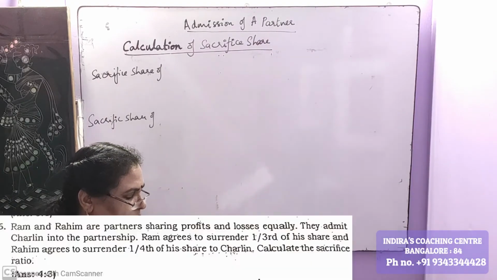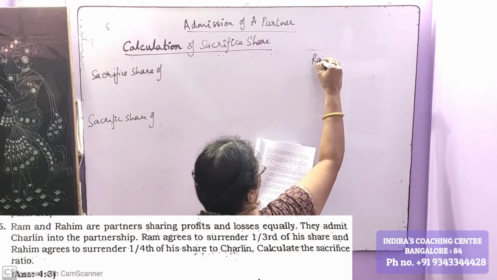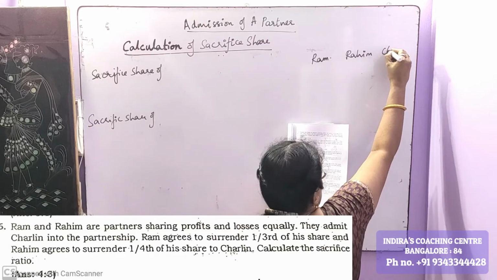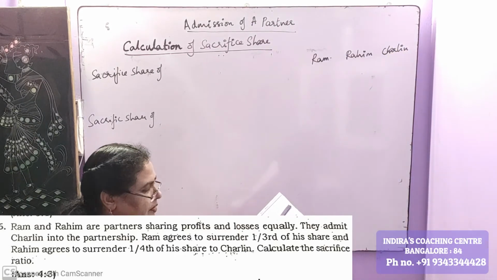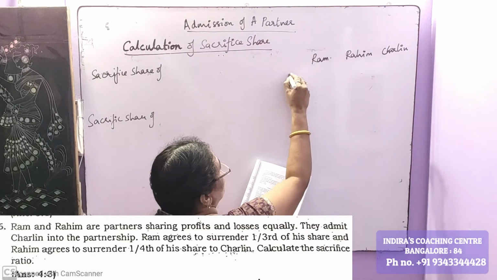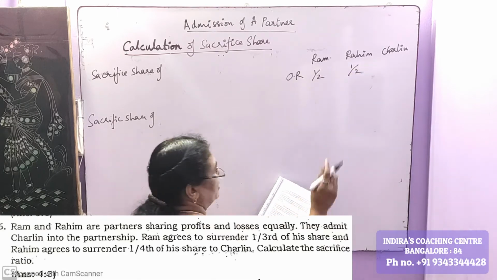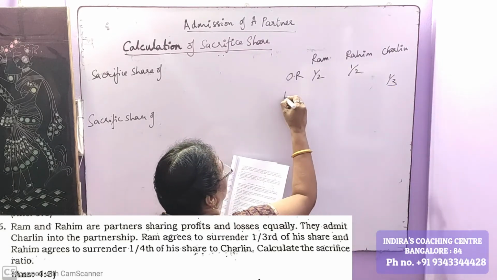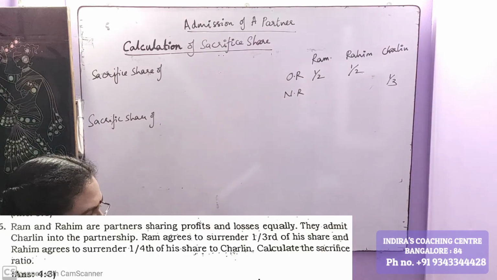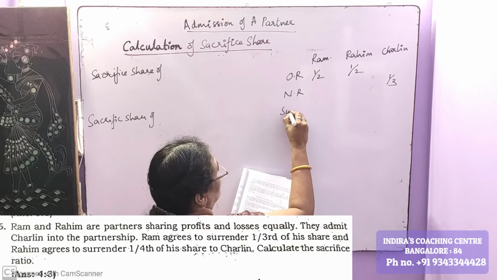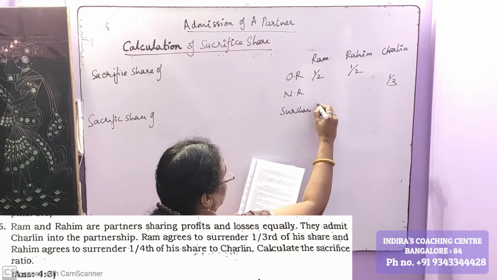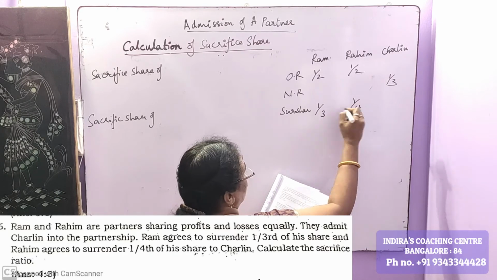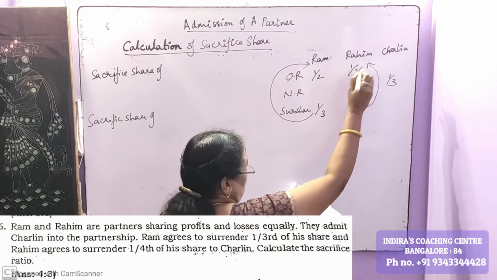Take up another question, similar. Ram, Rahim and Charlie. Ram's and Rahim's old ratio is given as equal, so that means it's half. They admit Charlie into partnership and give him 1/3. The new ratio is given. Ram agrees to surrender 1/3 of his share, and here Rahim surrenders 1/4. 1/3 of this, 1/4 of this.